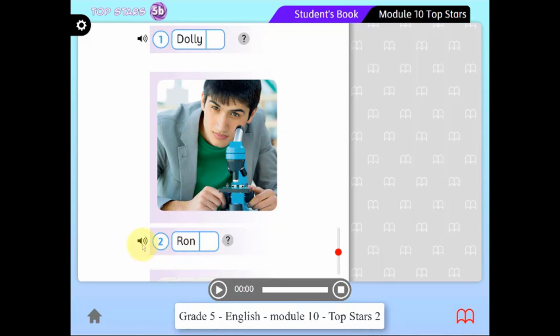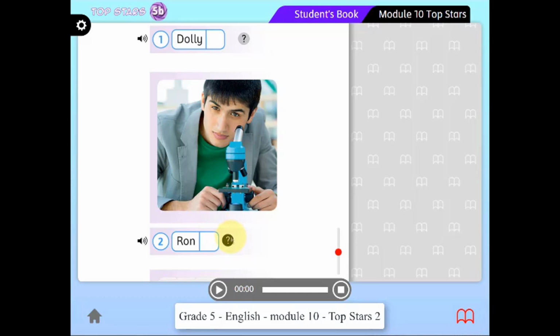2. Hey Ron, will you help me tidy my room, please? I'm sorry, Harry, I can't. I have to do a science project for tomorrow. Come on, it will only take 10 minutes. 10 minutes? Let's do it then.